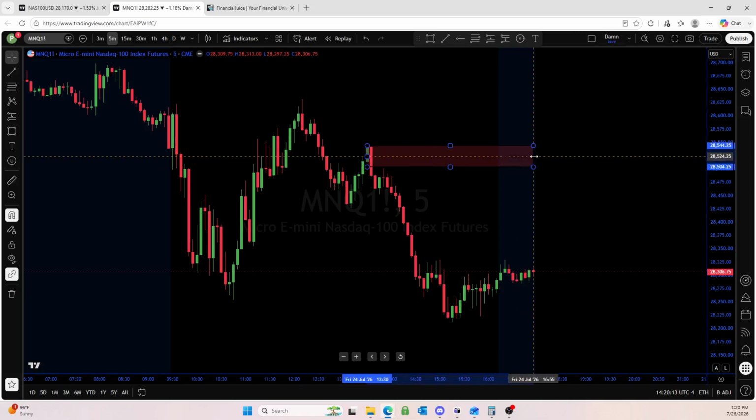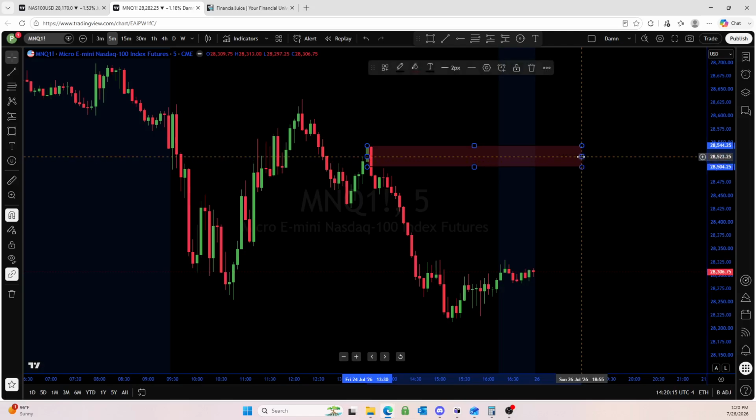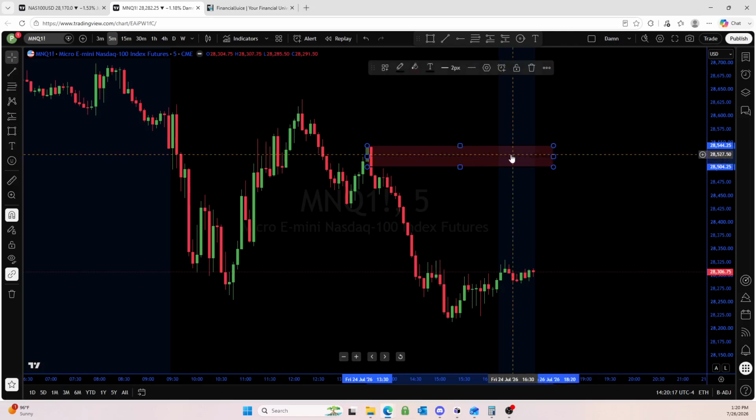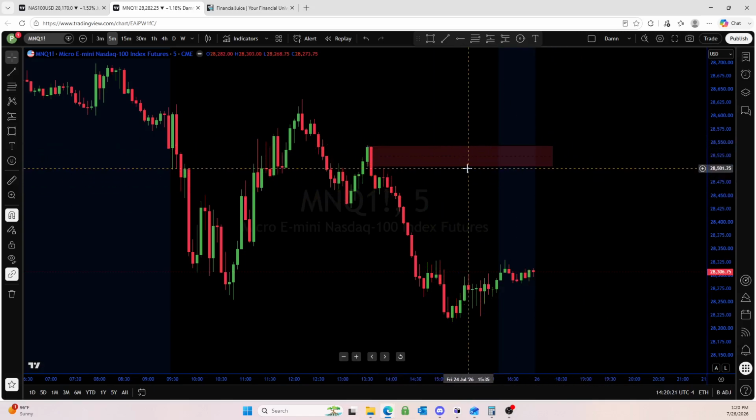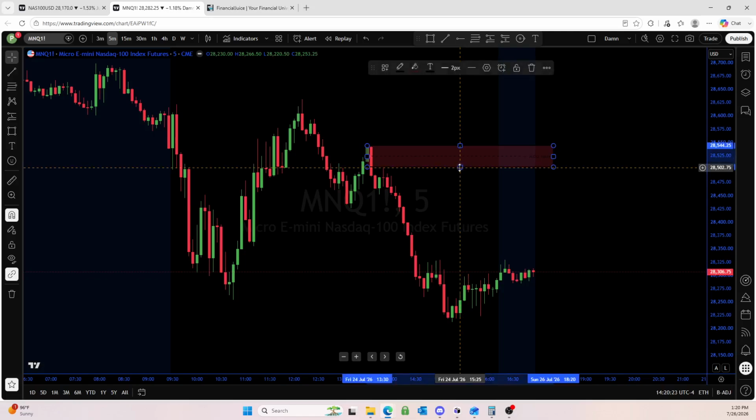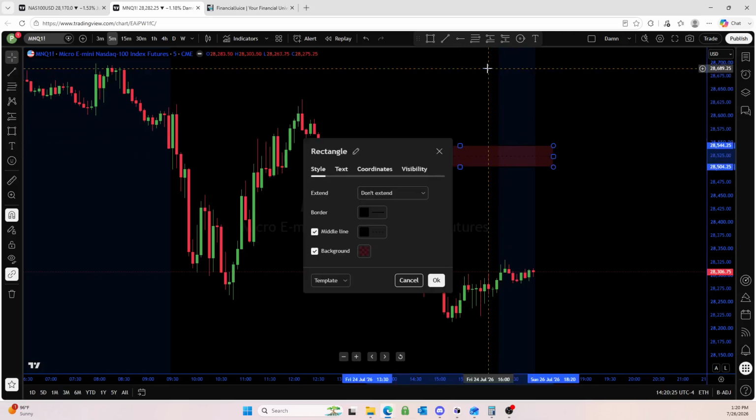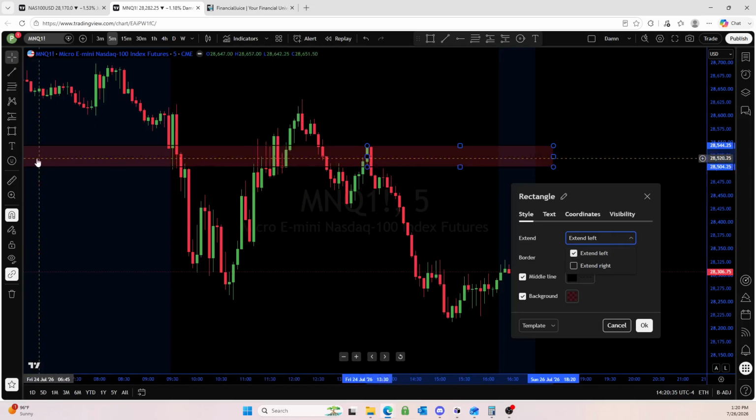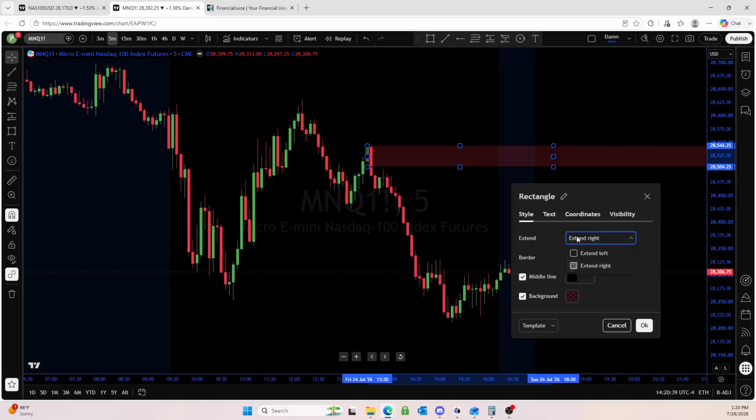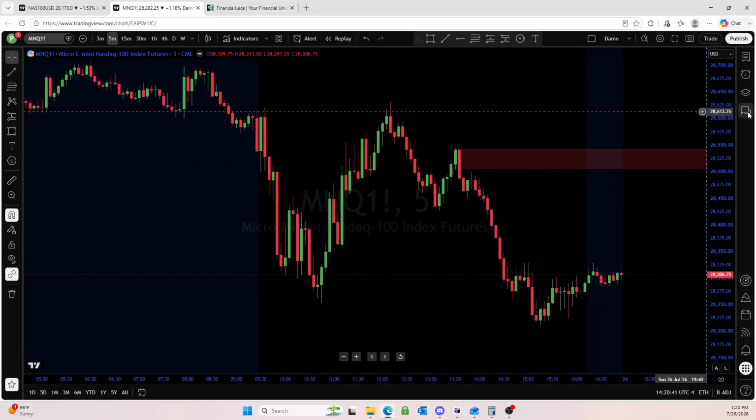So you just marked out a little position here for you. You drew out your box. If you wanted to change things about this box, you just click on it, and you can come into here, press the settings, go into your style. If you wanted to, this is me without an extension on it. And if you wanted to extend it to your left to infinity, you just click the extend left. If you wanted to click it to the right, it would go out to infinity.